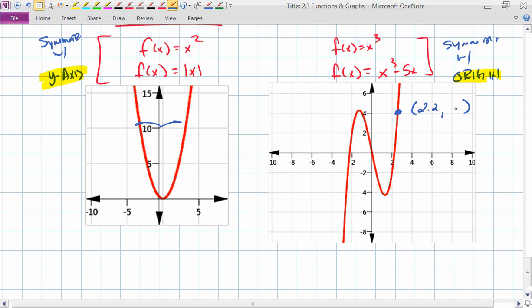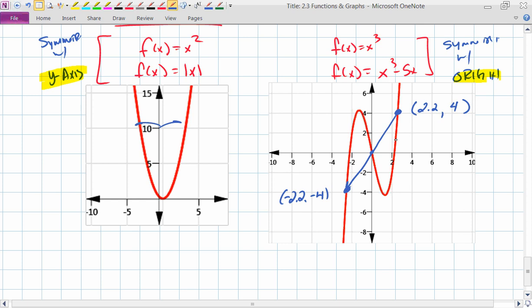2.2, 4. Okay, great. Check it out. Negative 2.2, negative 4 is also on the graph. All right, so what you want to do is pick any point, and from that point to the origin, draw a line, and then go 180 degrees in the opposite direction, and that point is also guaranteed to be on the graph. All right, so that's symmetric with the origin.